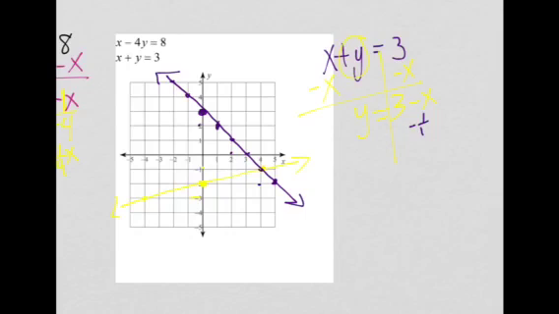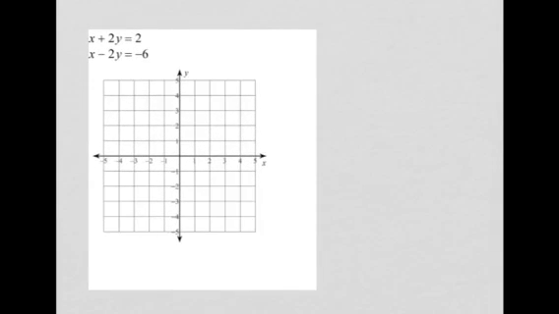So then this is the point where they cross. So, again, I'm looking for my x value and my y value. My x value of that point is a positive 4. My y value of that point is a negative 1. And I'm done. We'll do one more. So I have x plus 2y equals 2. Circle what I'm solving for, draw my line.